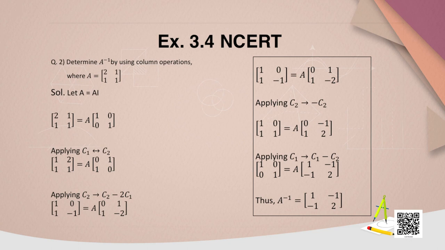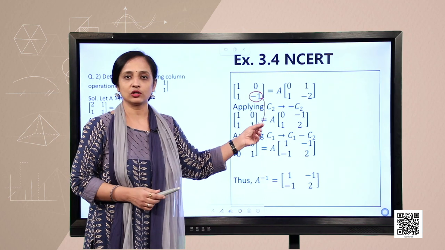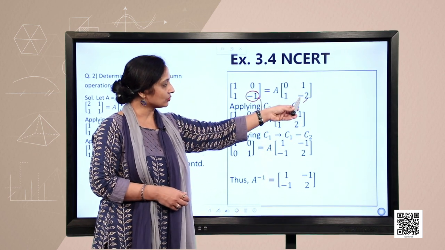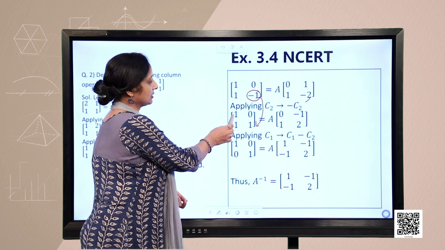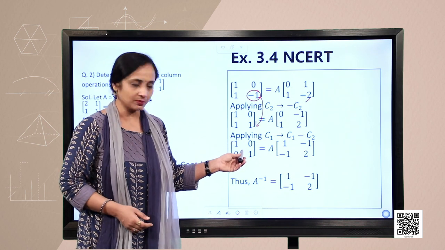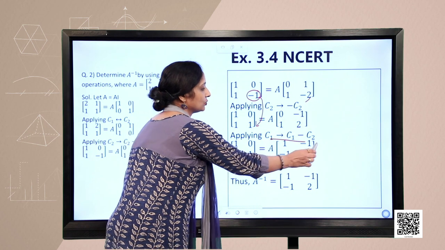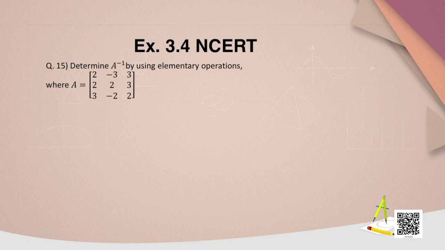Let's move to the next step. You are getting this as the last step in the previous slide. So applying C2 changes to minus C2. Why so? Because I need to make this element 1. So we are multiplying column 2 by negative 1. The same changes have to be made here: 1 becomes minus 1 and it becomes plus 2 here. Then applying C1 changes to C1 minus C2, this becomes 1 minus 0 and this becomes 1 minus 1. So in turn, you are getting the identity matrix here. The same thing is happening here: 0 plus 1, 1 minus 2. So this is going to be our answer, and this is our A inverse. Moving further to the next question, of third order matrix.